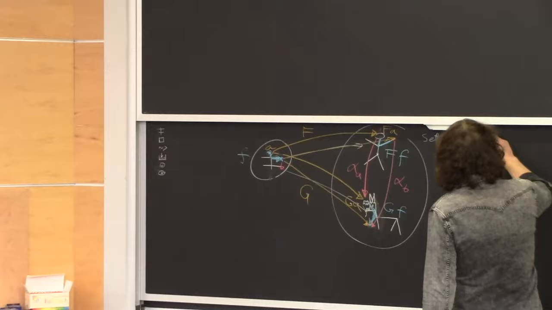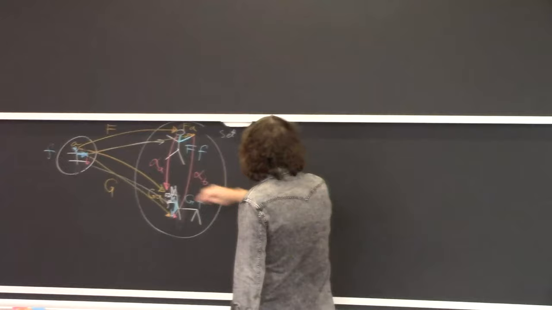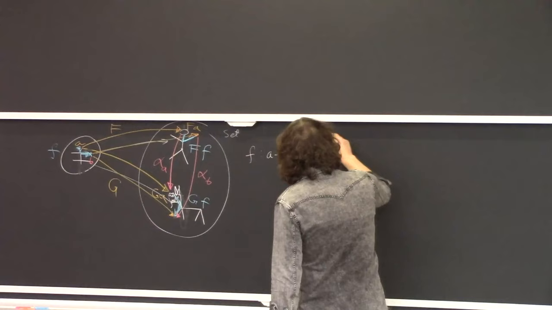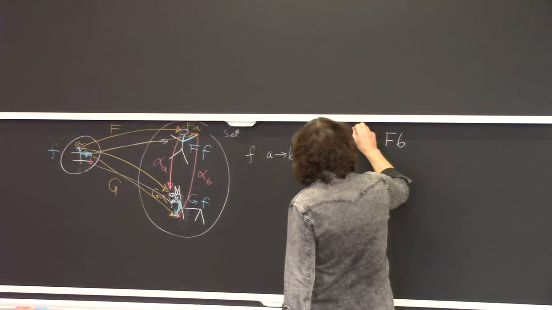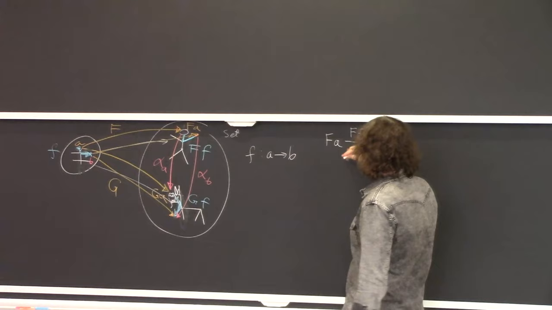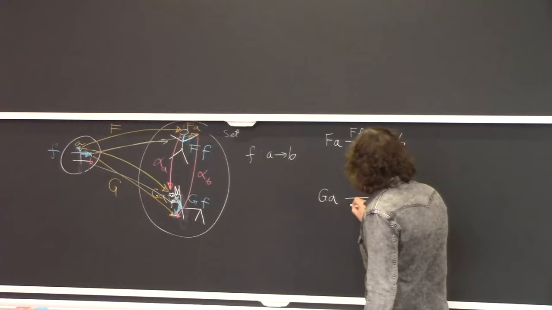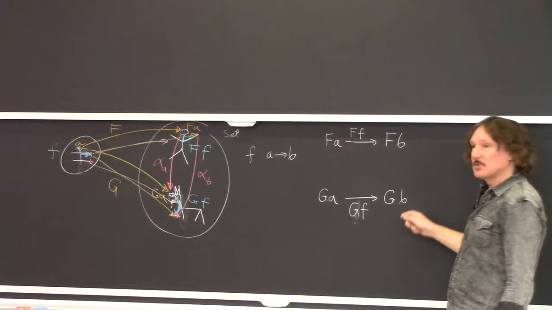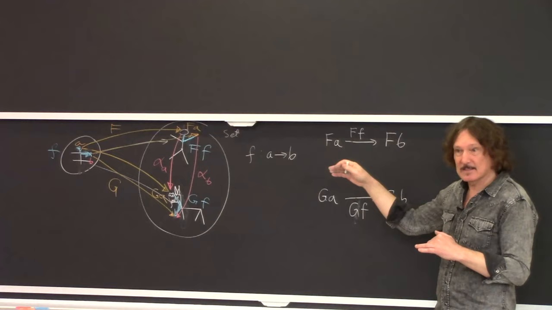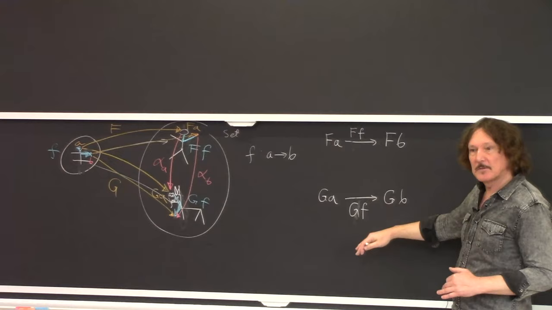OK, so for any morphism F from A to B in our original source category, we can go from FA to FB using the lifted morphism F. Right? We can lift it. Then we have the other functor, G, right? So we can do the same with G. When we lift F using G, then we go from GA to GB. That's just lifting, which we call fmap in Haskell, right? So we are fmapping F using two different functors, OK?